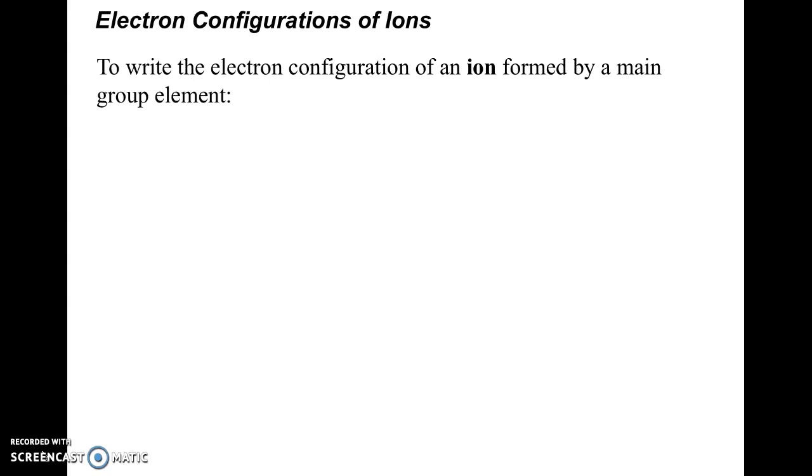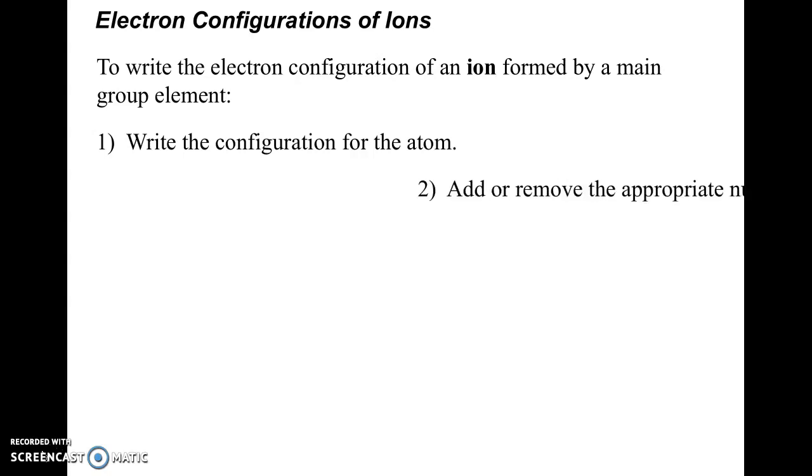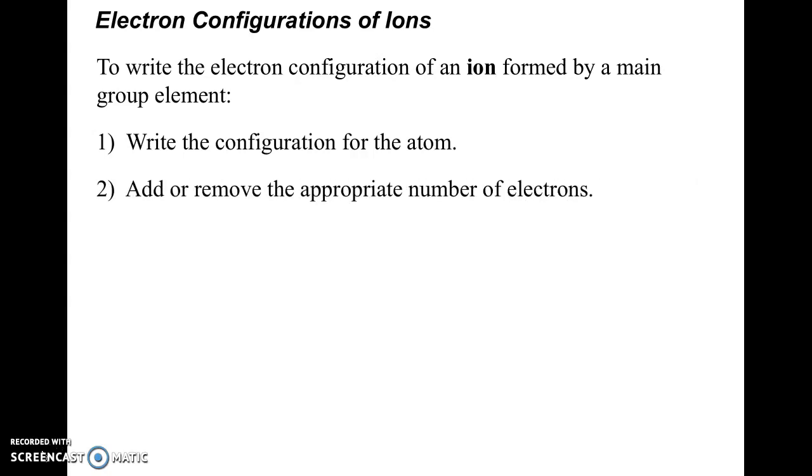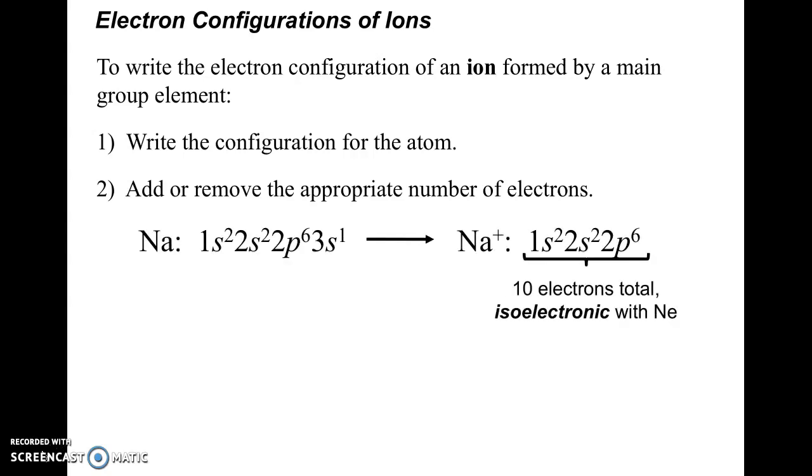All right, so we're going to start talking about ions and the electron configuration of ions because it will help us understand their chemistry. And we're going to look at how you write the electron configuration for an ion of a main group element. So first you write the configuration for the atom, and then you add or remove the electrons that you need to or want to. So for sodium, the last electron is at 3s.